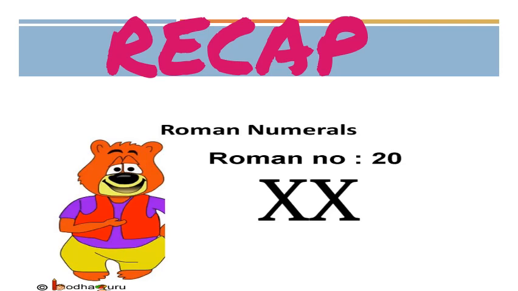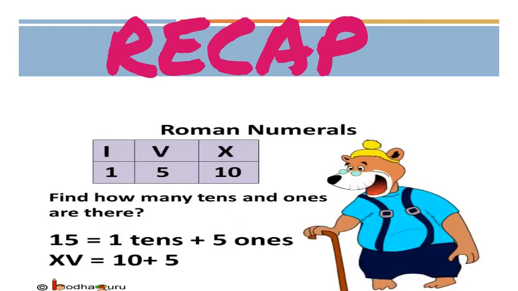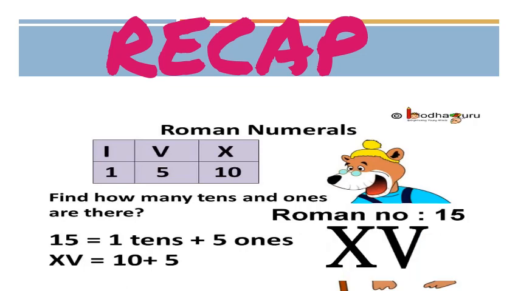20 is 2 tens. That is 10 plus 10. So, symbol for 20 is X followed by another X. Now, let us test ourselves. What is 15 in Roman numeral system? Now, let us find how many tens and ones are there for number 15. 15 means 1 ten and 5 ones. Hence, 15 is 10 plus 5, which is X followed by V.